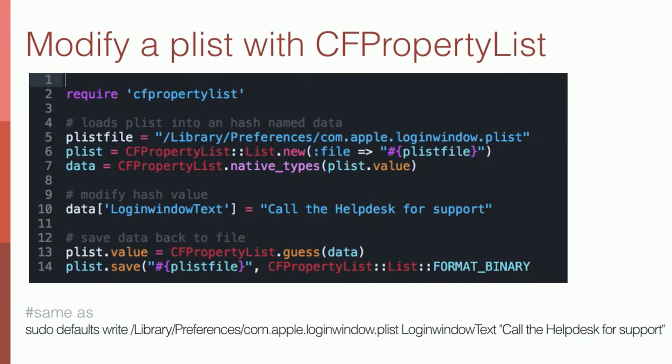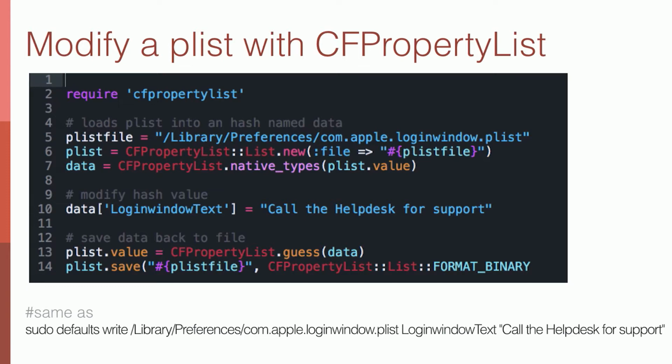It's not a problem. So this is a little more complicated now, because we're not just reading from a property list, I want to write data back to it. The first 7 lines there are the same. We're requiring CF property list, and feeding it our plist into the variable data. But on line 10, we're just changing values out, which looks a lot like it did in the hash example, where we're just assigning a value. So essentially, we have a hash named data. The key is login window text, and the value is going to be "call help desk for support."